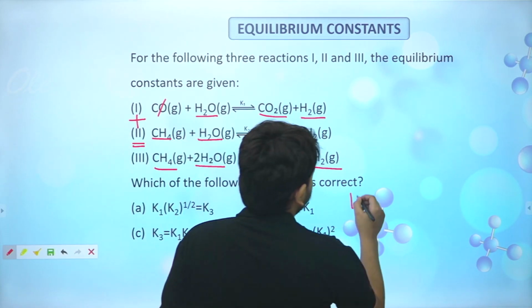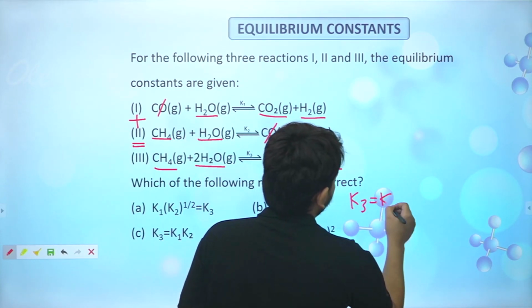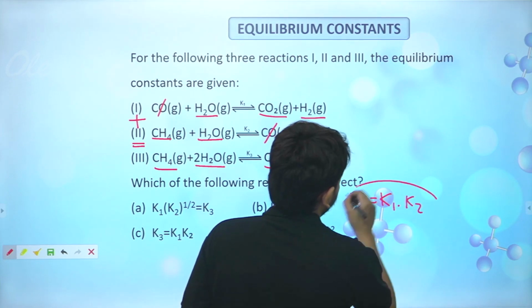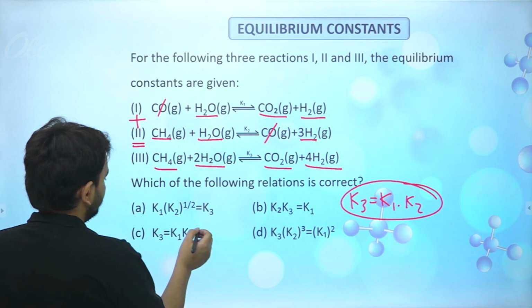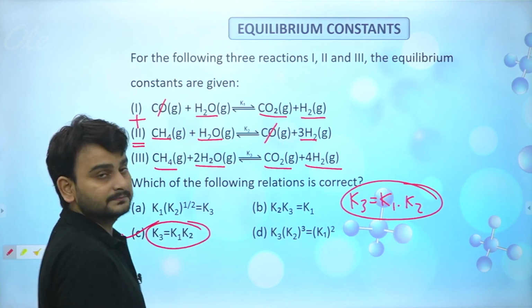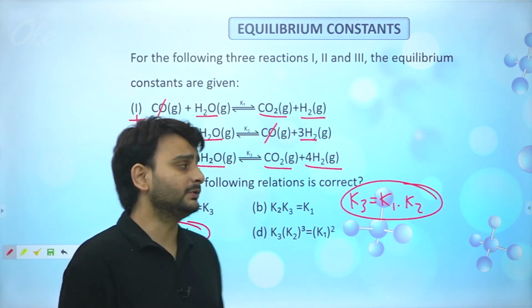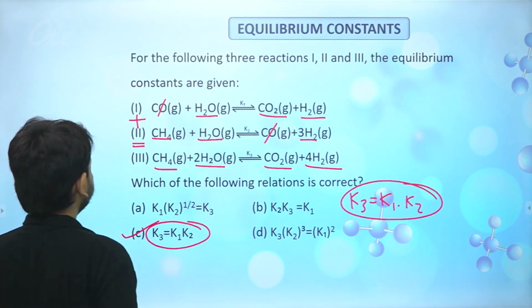So K3 is in fact K1 into K2, right? That's it, and that's our answer. K3 is K1 into K2, option C. That's it. Done, right? Very simple question. All right, I'll move on.